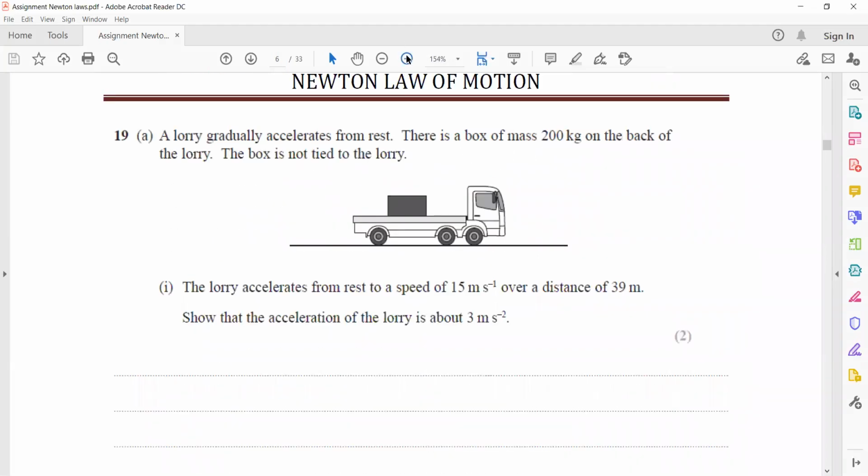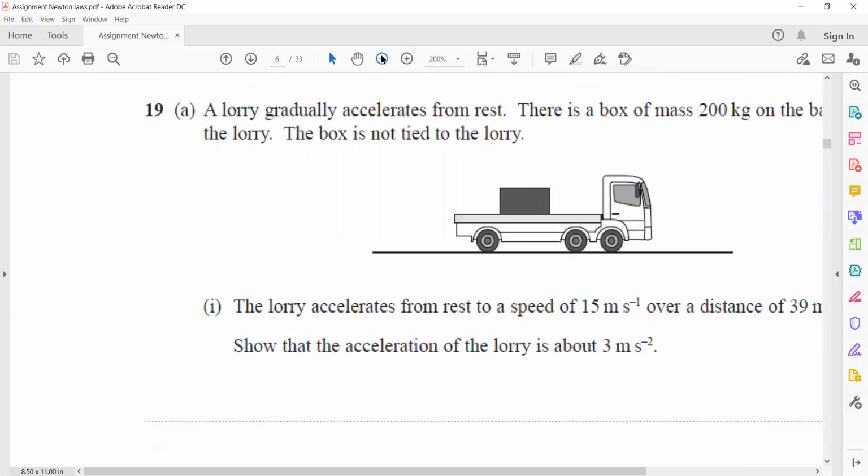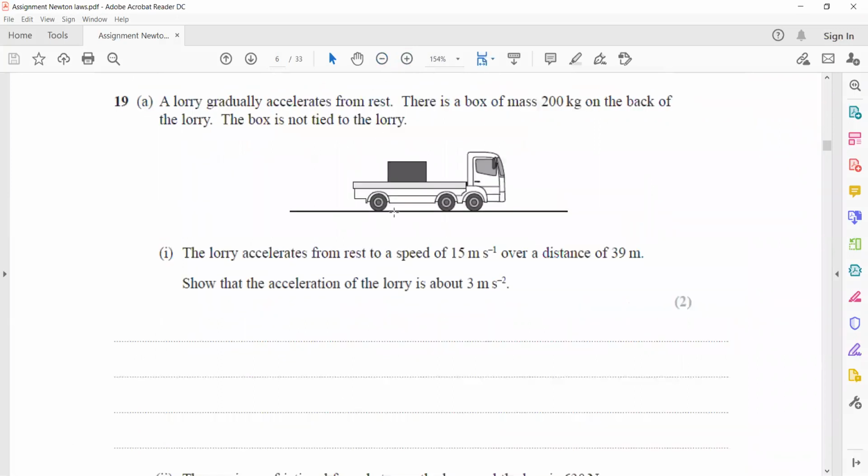Now in this question, a lorry gradually accelerated from rest, and there is a box of mass 200 kilogram on the back of the lorry. The box is not tied to the lorry. The lorry accelerates from rest to 15 meter per second over a distance of 39 meter. Show that the acceleration is about 3. So how to calculate acceleration?